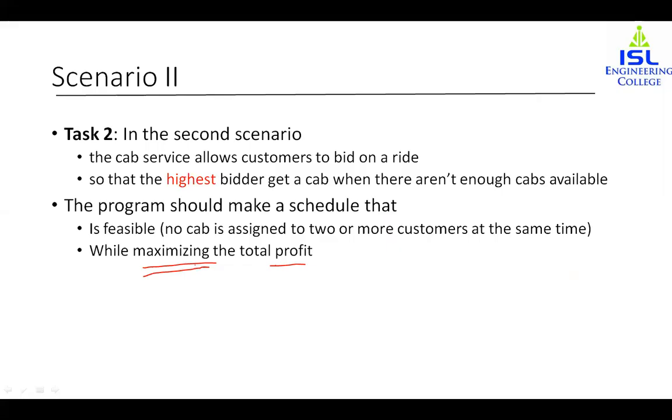In the second scenario, your second task is to design the program in such a way that, suppose if you're hiring an auto, the customer gives their rate and the driver decides whether it is feasible for him or not. Similarly, over here, the cab services are allowing customers to bid on a ride, in such a way that whoever has the highest price for the cab can book it. So this will result in the total profit being maximum.